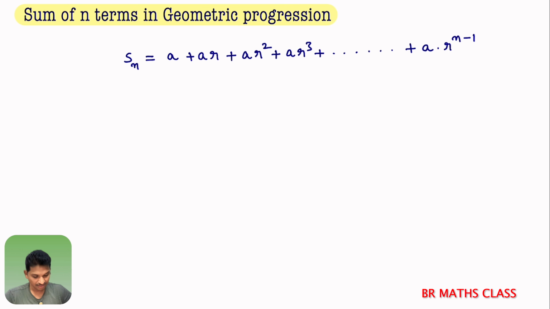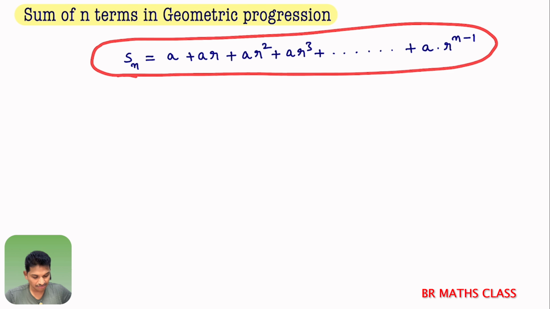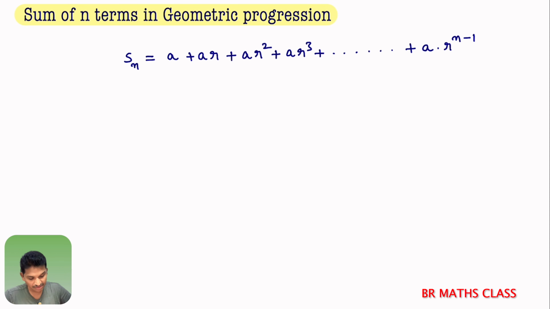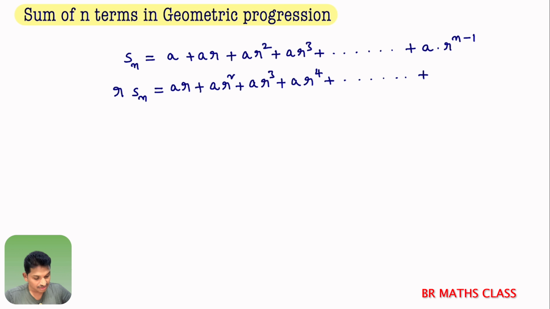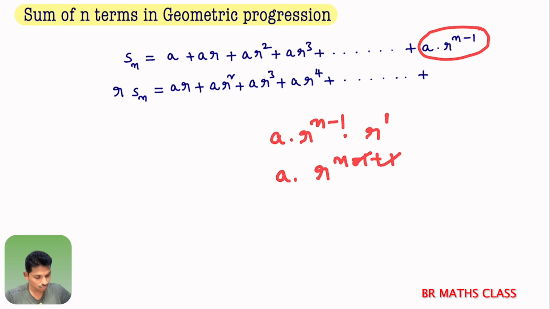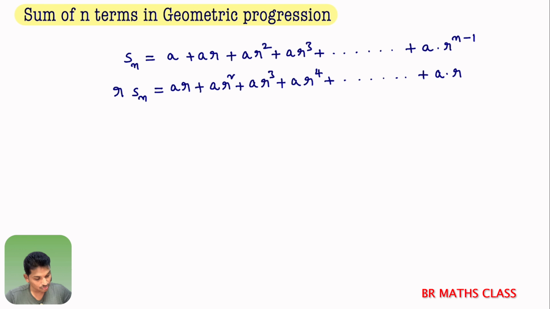What will I do to find Sn? This complete equation, I'll multiply with r on both sides. Multiply with r on both sides: r into Sn equals a into r plus r into ar, that is ar square, plus a into r power 3 plus a into r power 4, plus, it continues like this. If I multiply this term with r, what will I get? A into r power n minus 1 into r power 1. Here, bases are equal, so powers should be added, n minus 1 plus 1. So, what will you get? A into r power n. The last term here is a into r power n.